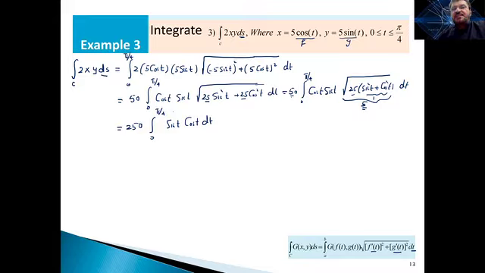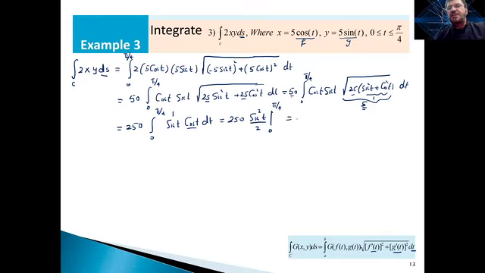Now notice that sine is raised to what power? 1. Why did I do that? Look inside. You have sine. What's the derivative of sine? It's cosine. It's there, isn't it? So what's the answer? So this is 250. What's the integral here? It's going to be sine squared t over 2, because sine was raised to the power 1. The derivative of sine is cosine, which is outside. So in this case, the answer is sine squared over 2, from 0 to pi over 4.